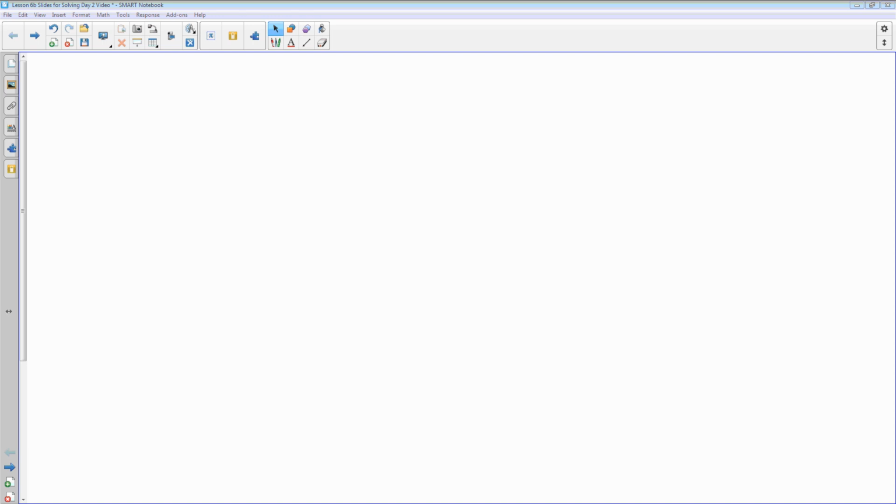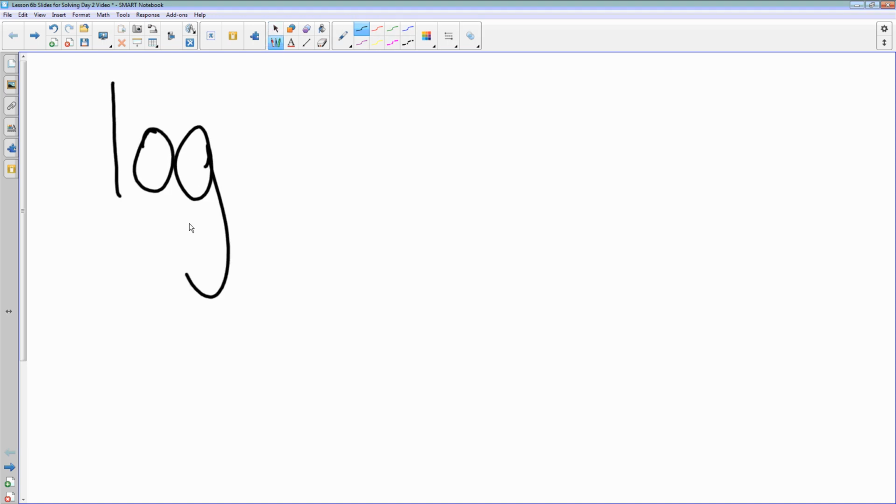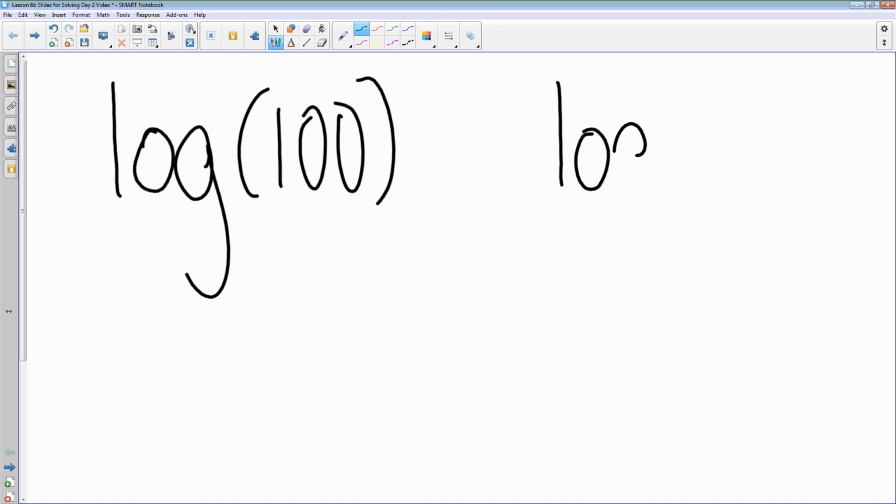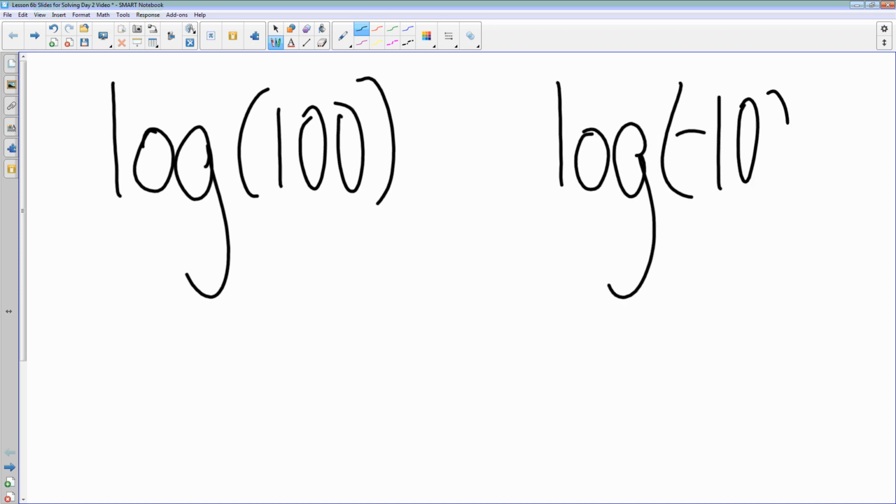Hi guys, in this lesson we are going to continue practicing solving exponential and logarithmic equations. But before we get started, I want to show you something. If I gave you the problem log of 100, and then the other problem log of negative 100, and I said, give me those answers without a calculator. Remember, if I just write log, that means the common log.